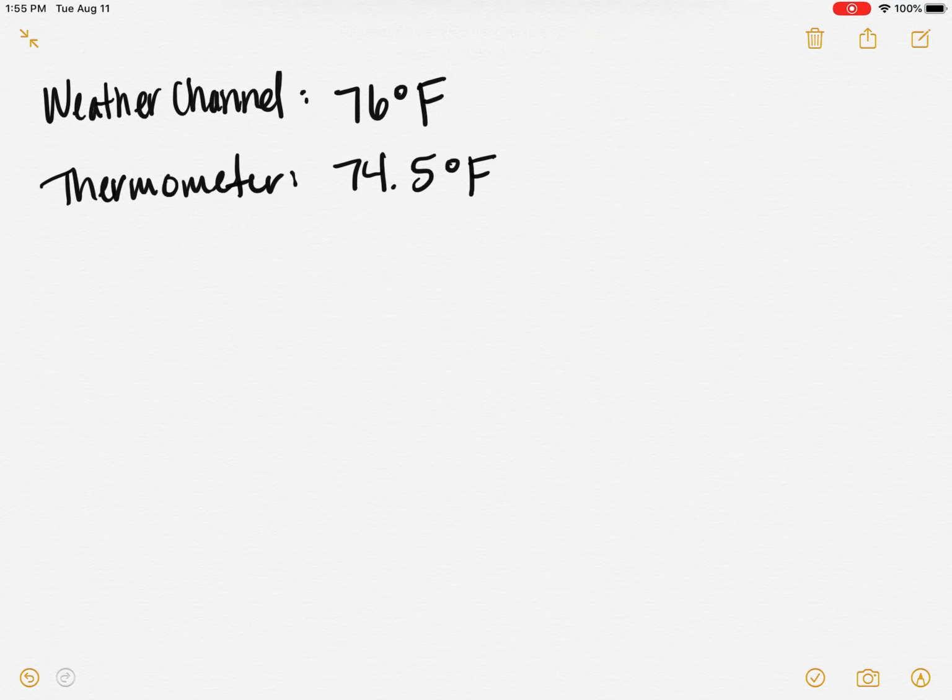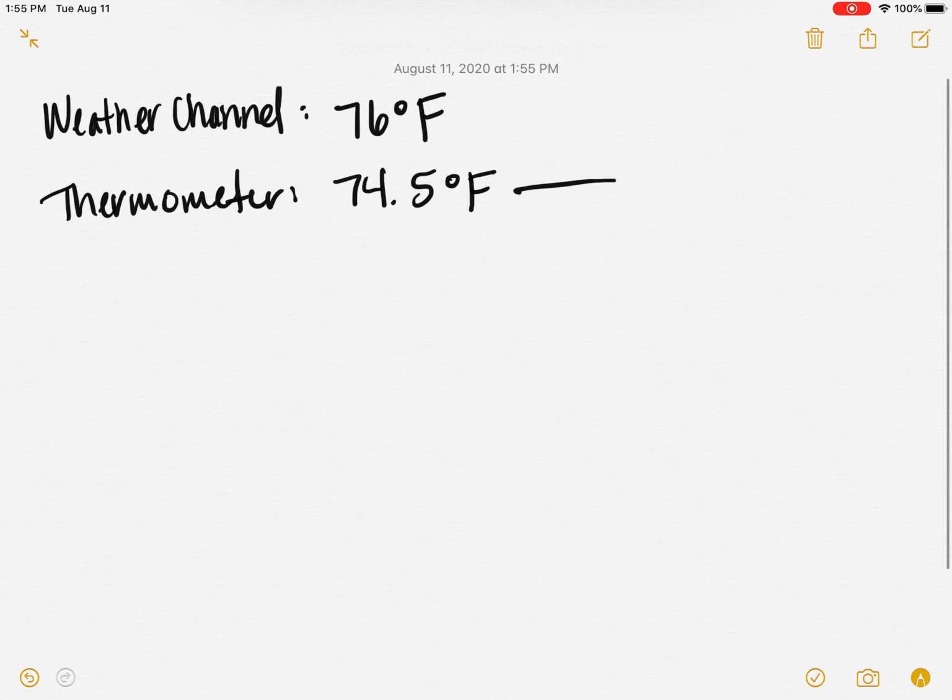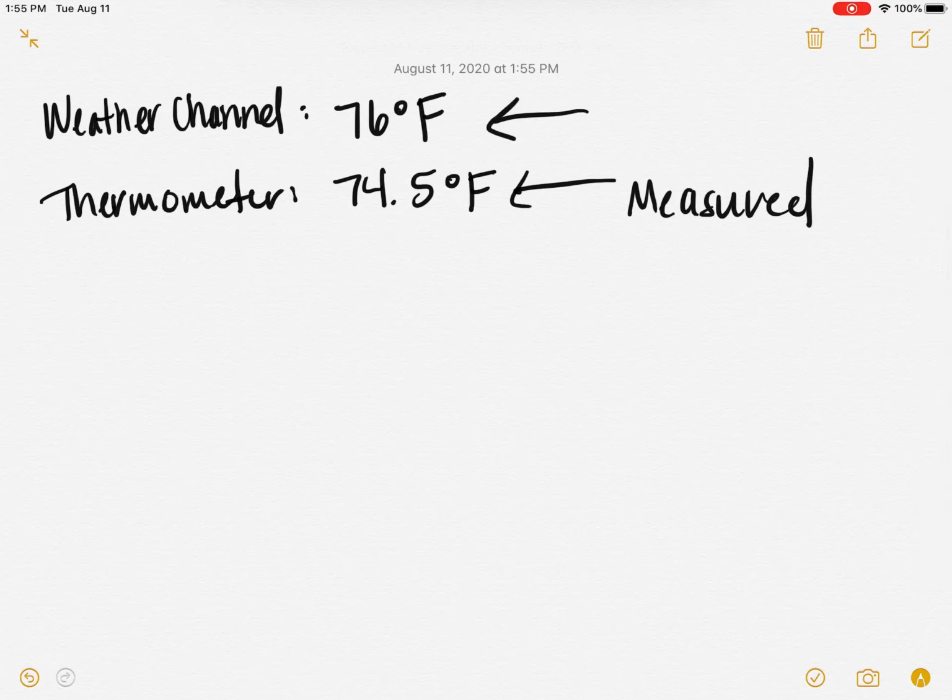So in this case, this value would be the measured value, right, because you were measuring it with your thermometer, while we're trusting that the Weather Channel is the actual or true or real value in this case. So if you had to make a judgment call, I would say that thermometer is pretty accurate. It's going to give you a pretty decent idea of what the temperature of something is.